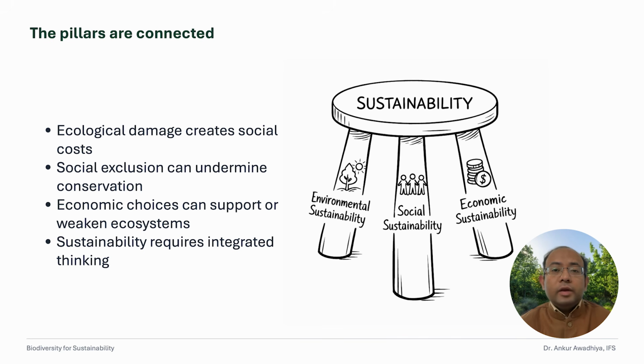At this stage, we can bring the three pillars together again. Ecological damage creates social costs. Social exclusion, on the other hand, can undermine conservation. Economic choices can either support or weaken ecosystems. The tool image returns here to reinforce the same idea. Sustainability requires integrated thinking. If we separate the pillars too sharply, we miss how one kind of problem produces another.